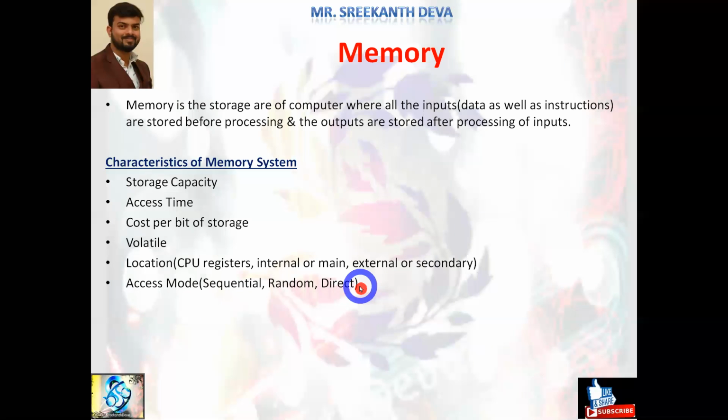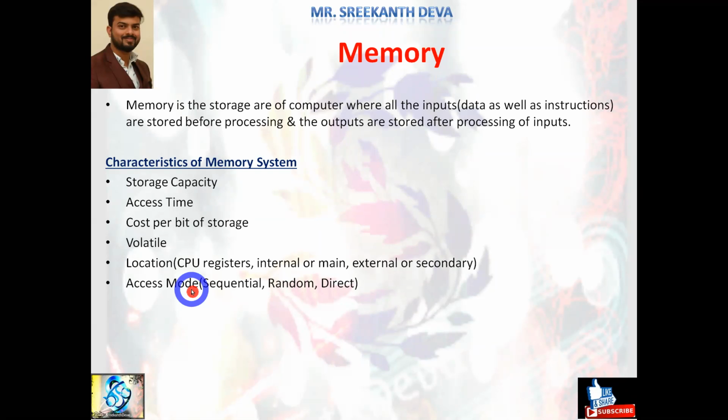Access mode refers to the way data is accessed from the memory, because the data is processed by the processor from the memory. How much time it takes to access from the CPU to the memory is measured by the access mode. Sequential: the locations of the memory are accessed in a predefined sequential order. Sequential means continuous order.